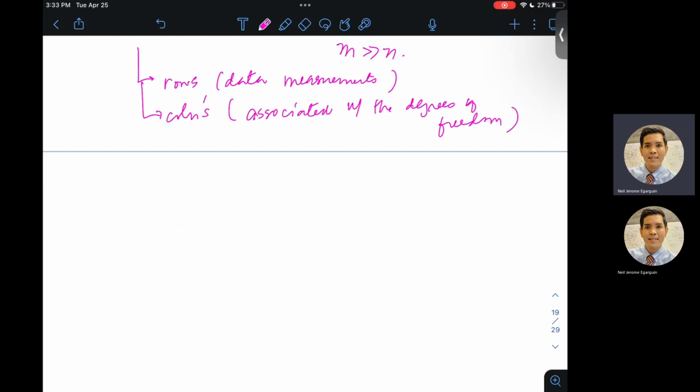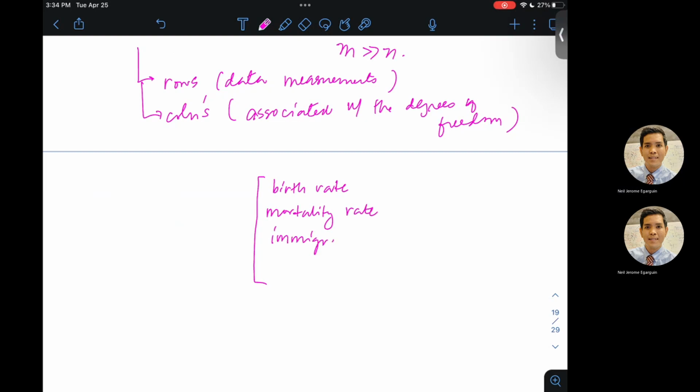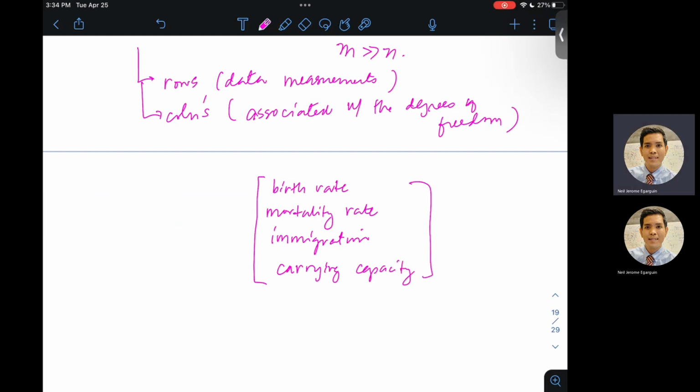So, for instance, you know that the population dynamics is dependent on, say, the birth rate, then also the mortality rate, and say immigration, and say the carrying capacity, something like that. So these are the degrees of freedom, or the parameters, in your model. And you want to find the value of these parameters so that you can match certain data.